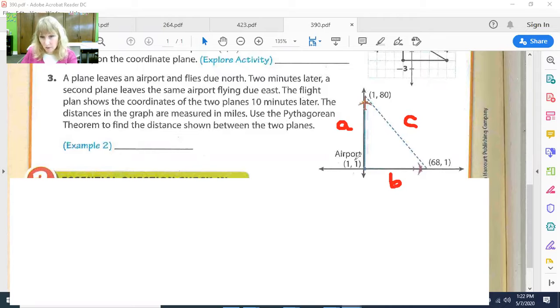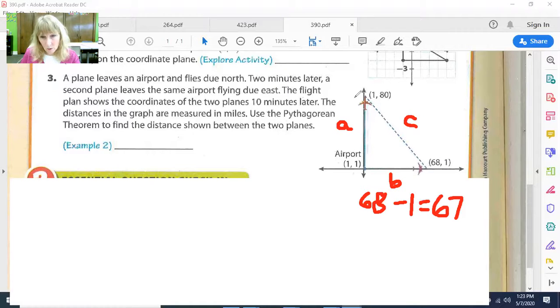So we have to find the distance now. How do we find the distance from the airport to the second plane here? Well, the y coordinates stay the same. The x coordinates change. So it's x2, 68, minus x1, 1, equals 67, right? So b is equal to 67 there. And just by the way, when you get into high school, next year you're going to be using the distance formula, but you might have negative numbers instead of all positive. So you're going to have to keep in mind that sometimes you're going to be subtracting the opposite of a negative.